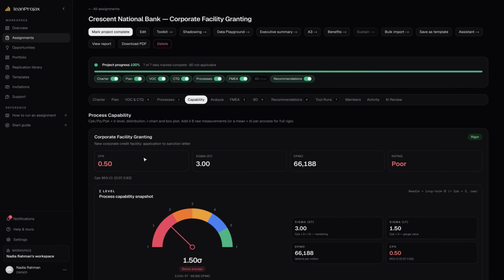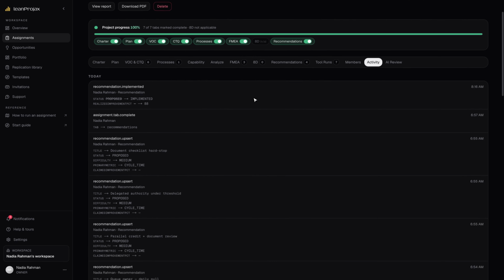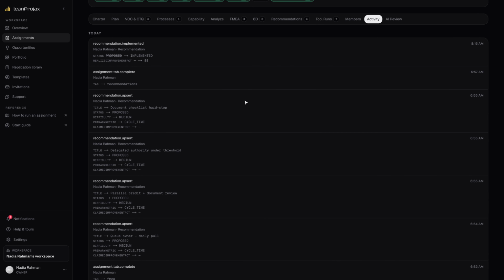And one last place to see the whole story, the activity feed. Every charter edit, every voice captured, every section marked complete, time-stamped and attributed. The project's memory, and no one can quietly rewrite it. The system, not the heroics, is what holds the line from here.